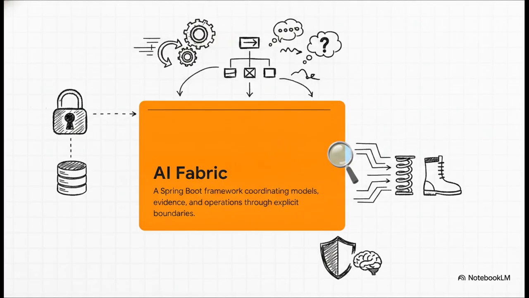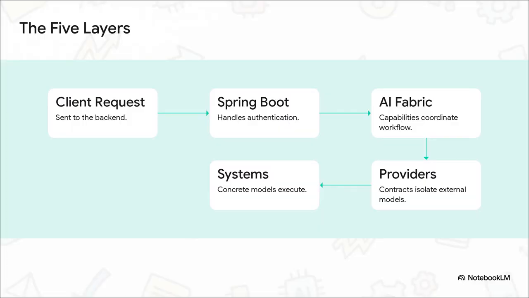AI Fabric coordinates the messy stuff, like extracting user intent and preparing your prompt contexts, but it leaves the actual domain side effects entirely in your control. A natural language request actually travels through these 5 ordered layers. It starts at the HTTP entry point, where your Spring Boot application securely handles authentication. Then, AI Fabric steps in to coordinate the workflow, handling retrieval and privacy controls, all while passing through abstract provider contracts. Only at the very end of this chain do the concrete systems, like OpenAI, local Onyx models, or Lucene, actually perform the inference and persistence.